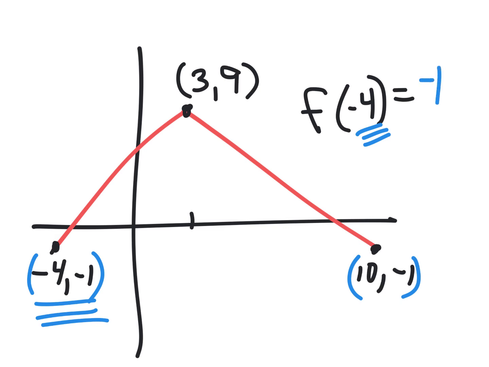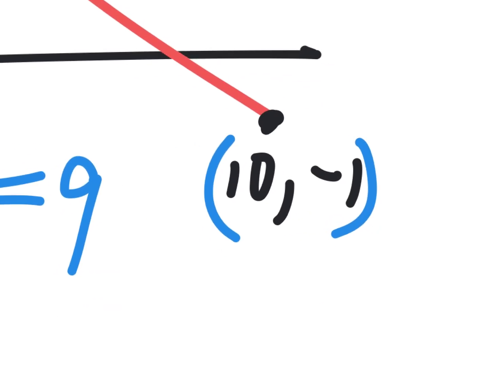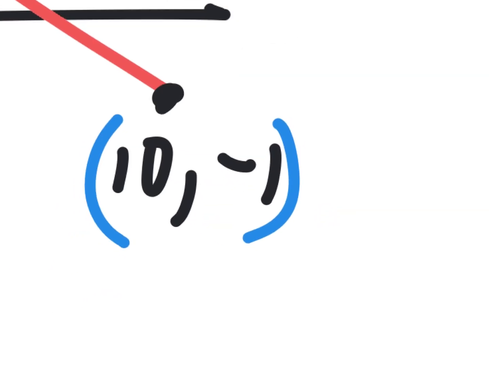All right, how about if I was at 3 here? What's f of 3? Don't overthink this. Just say it if you know it. 9. And what question do you think I'm going to ask about this one? F of 10 would be negative 1.